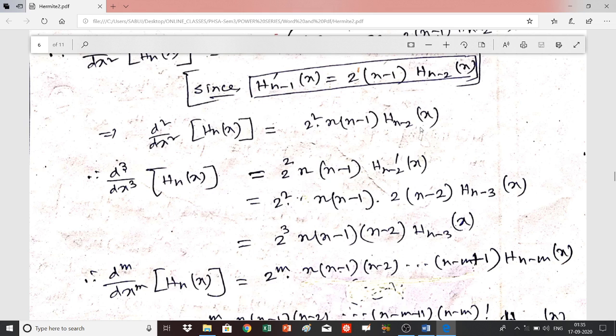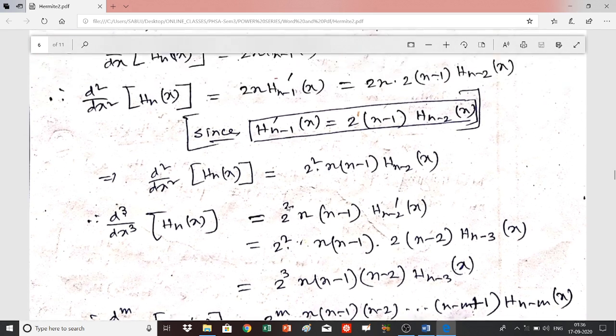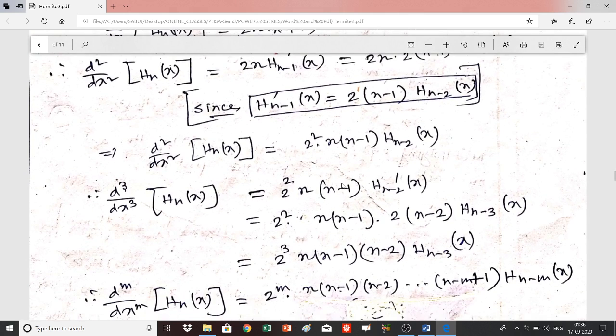just differentiating this equation. Actually we have substituted the value of Hn minus 2(x) here. So 2² into n minus 1. Then in a similar fashion, here you see that Hn minus 1 prime (x) is equal to 2(n minus 1) Hn minus 2(x). So this is here Hn minus 2 prime (x).